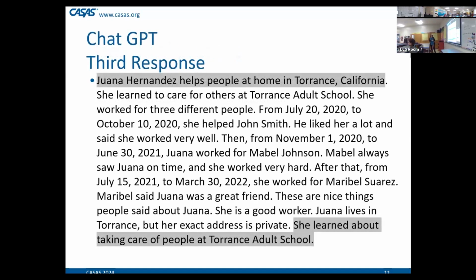Juana Hernandez helps people at home in Torrance, California. Is that better? Yeah. Okay, and then at the end, there's all the work history, et cetera. She learned about taking care of people at Torrance Adult School. Better. So we're getting closer now. So that prompt really helped. Vocabulary and grammar that only so-and-so could understand. That helped a lot, and a lot of the inner things too. She learned to care for others at Torrance Adult School. She worked for 3 different people. She helped John Smith. He liked her a lot and said she worked very well. I didn't say he liked her a lot, I don't think, but it added that. I love the way it just makes stuff up, and that's really great. Okay.